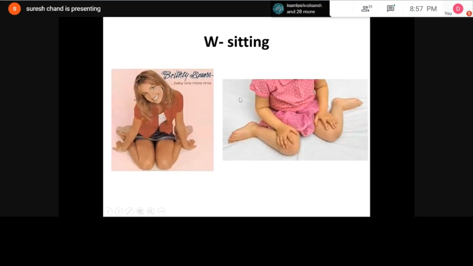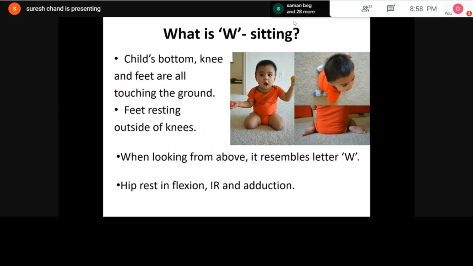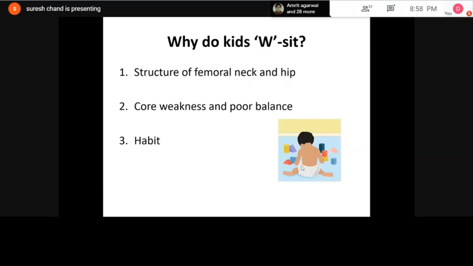So a W sitting position is very bothering to some parents. So they'll come back with a complaint of W sitting. So what is actually W sitting? Child sits with bottom, knee and feet all touching the ground, with feet resting outside of the knee. When we look from above or front, it looks like letter W. Hip is in resting position of flexion, internal rotation, and adduction.